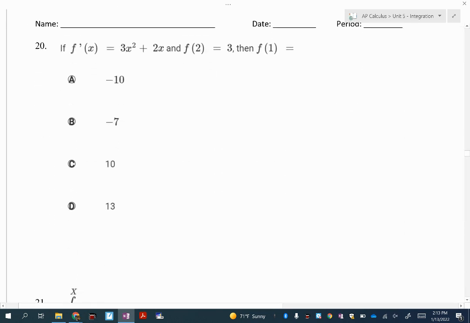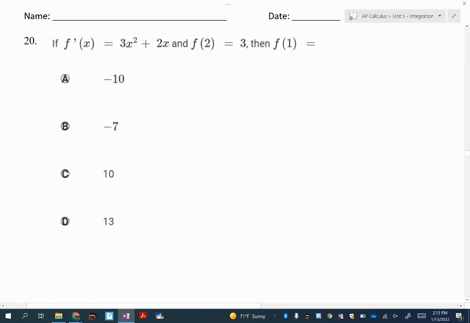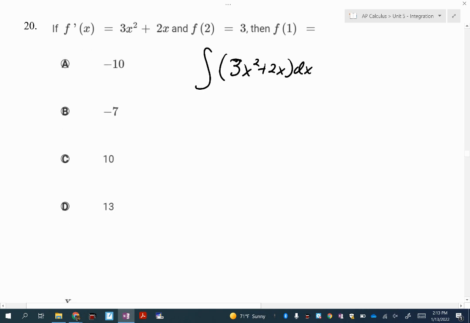Let's go to 20. All right, 20 says if f prime of x is 3x squared plus 2x, and f of 2 is 3, then what is f of 1? So this is actually going to be finding an integral of 3x squared plus 2x. So I'm going to find the antiderivative. So I'm going to write x cubed. Taking the derivative of x cubed would give me 3x squared, so that's good. And then if I write x squared, the derivative of x squared would be 2x. So we're good there.